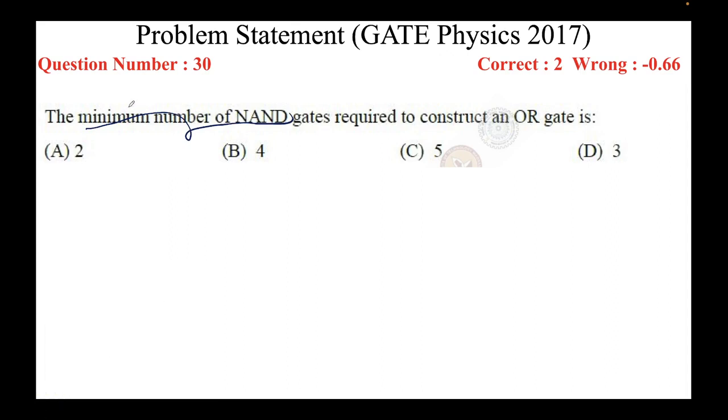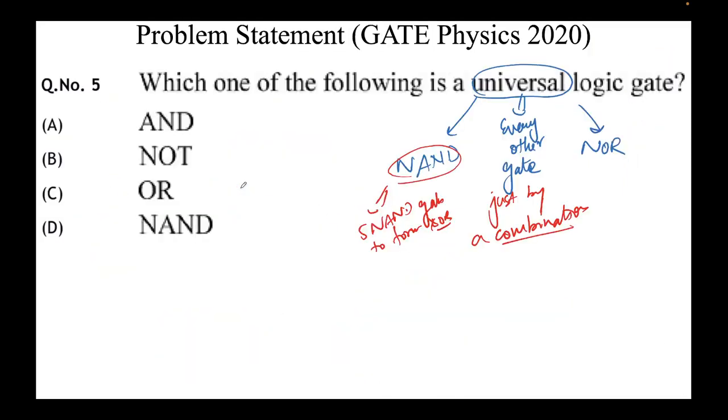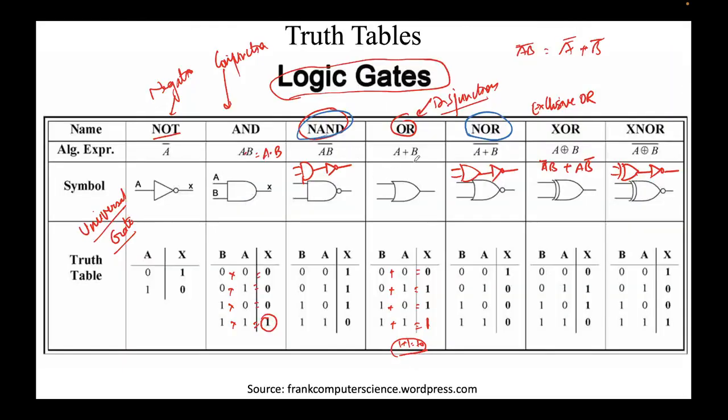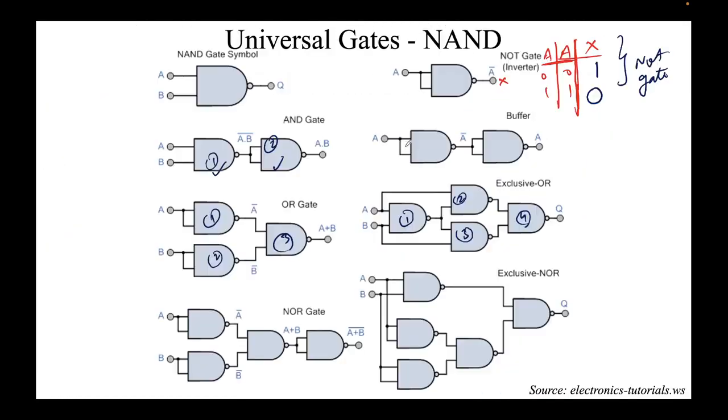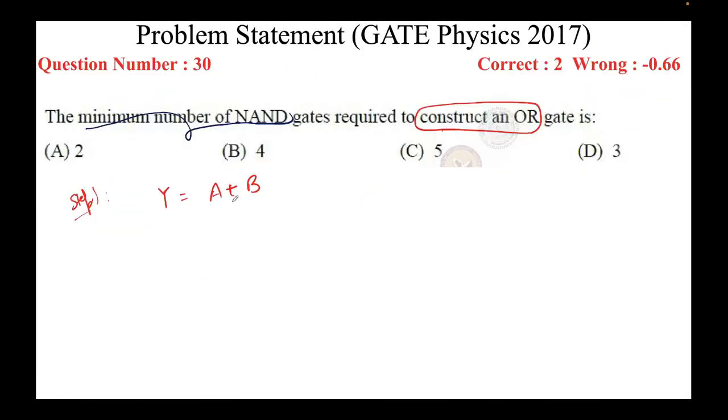So step 1 is, write what is required to be found out. So we need to construct an OR gate. Okay, so I'll write, output is y, and the OR gate, we know, is a plus b. We discussed this here. OR is a plus b. So what we need is that when we are given two inputs a and b, we want output as a plus b, right?